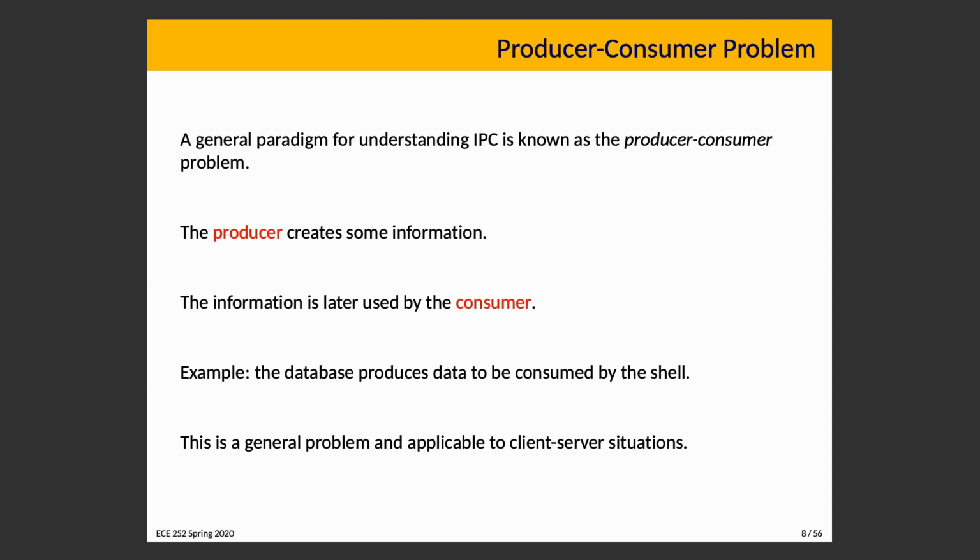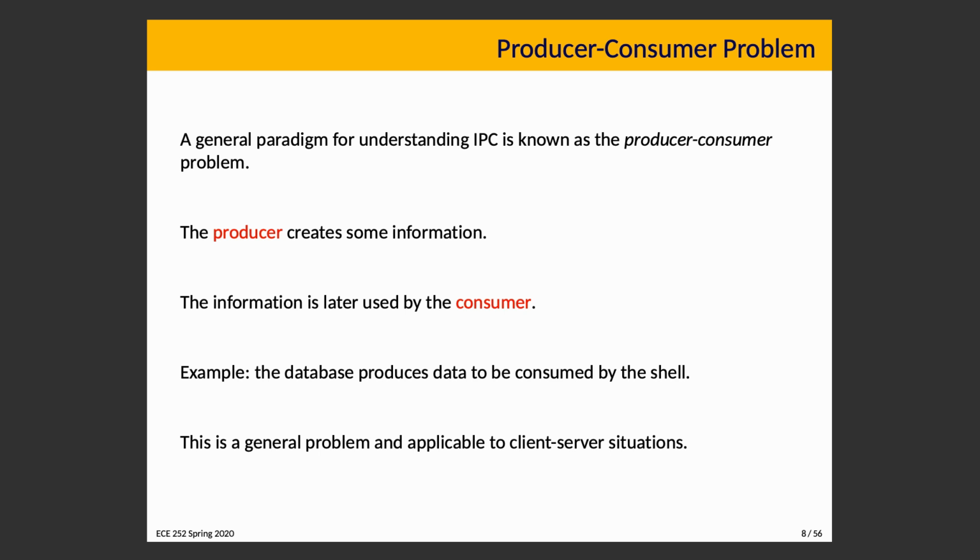And a general paradigm for understanding interprocess communication is the producer-consumer problem. That is, you view the sender as the producer and the consumer is the receiver. And this will be generalized a little bit. We have a whole lecture coming up on the topic of the producer-consumer problem. But the producer creates something, and it's then somehow shared with the consumer, and the consumer does something with it.